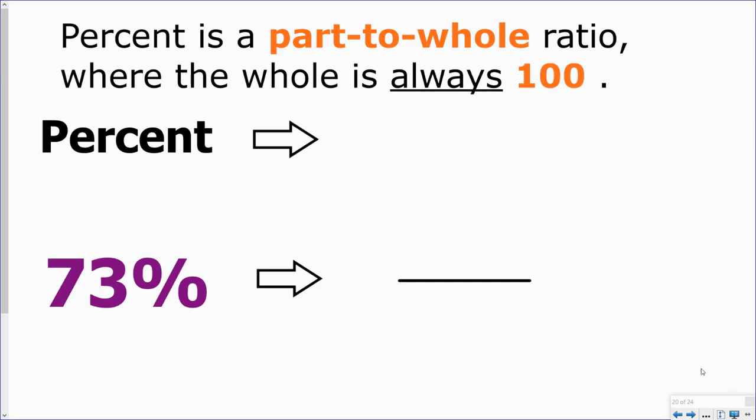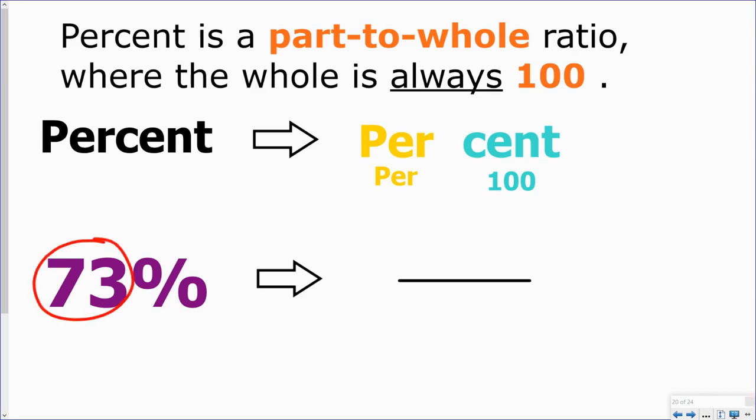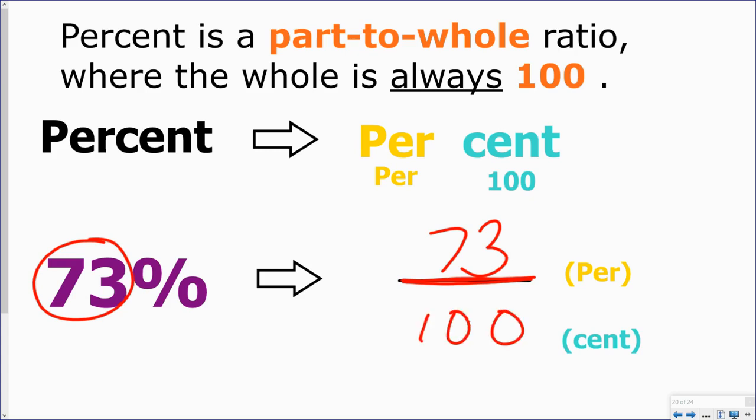If I look at the word percent, I can break that up into per and cent, which for our ratio here is per 100. So if I have 73%, that means I have 73 per. This line right here is our per line, or our division line. And then cent is 100. So 73% as a fraction is 73 over 100.